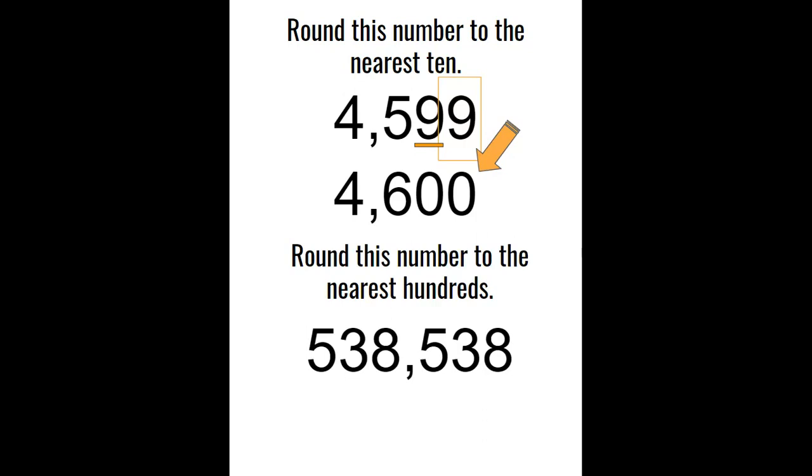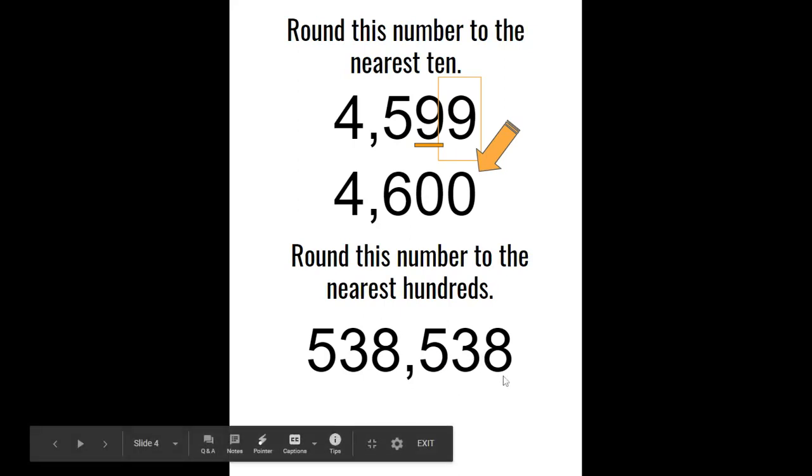All right, here's one more. Round this number to the nearest hundreds. Notice every single time we're doing the same thing. We're finding our place value, and then we're looking next door. So in this case, I'm going to find my hundreds. So I have my 1s, my 10s, my hundreds. So I draw my line. Now I'm going to draw my box around the 3.